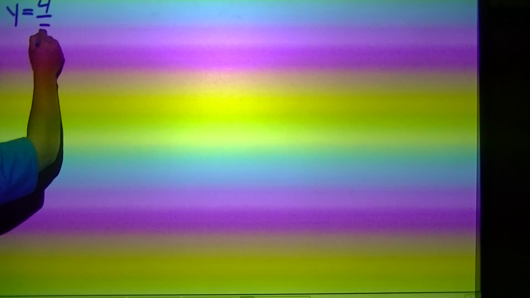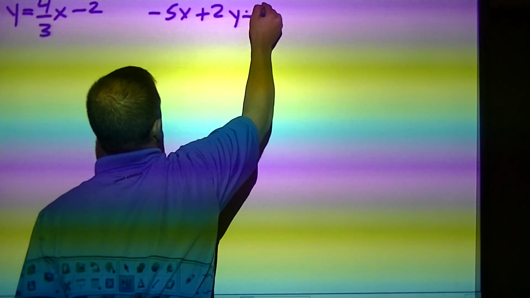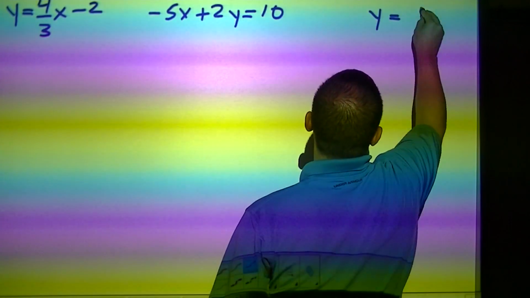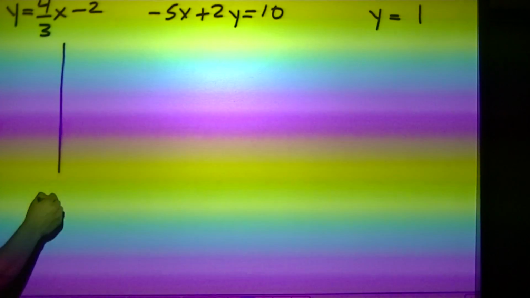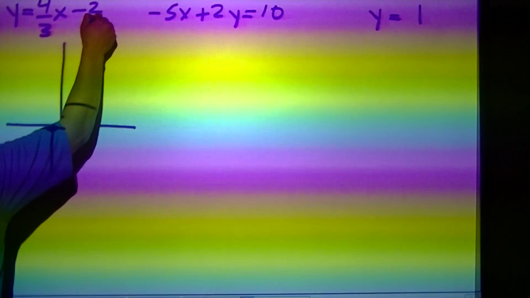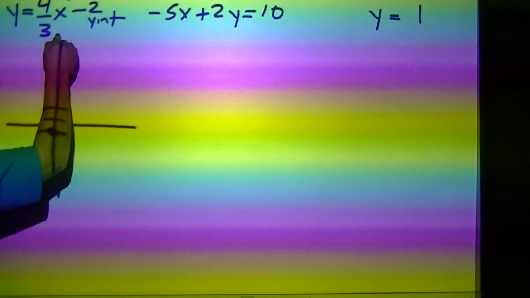Let's say I've got y equals 4/3 x minus 2. All right. Let's say I got negative 5x plus 2y equals 10. And let's go with y equals 1, okay? Once again, on this, I'm going to start at -2 for my y-intercept. Okay, that's my y-intercept.